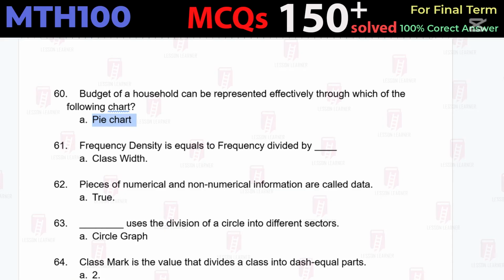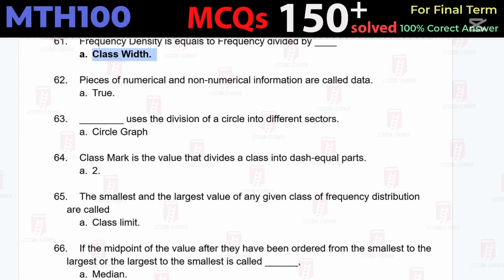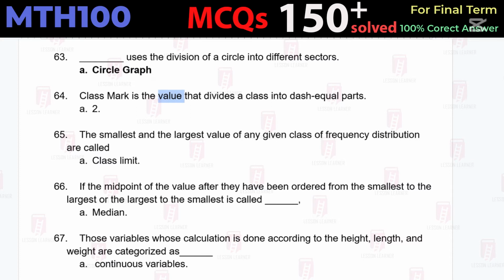Frequency density is equal to frequency divided by class width. Pieces of numerical and non-numerical information are called data. True. Dash uses the division of a circle into different sectors. Circle graph. Class mark is the value that divides a class into dash equal parts. 2. The smallest and the largest value of any given class of frequency distributions are called class limits.